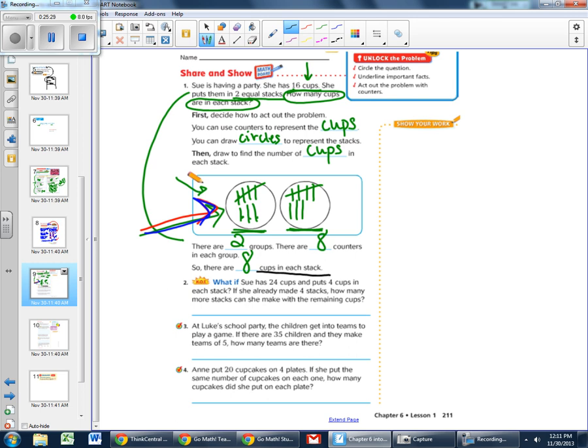What if Sue has 24 cups and puts 4 cups in each stack? If she already made 4 stacks, how many more stacks does she need with the remaining cups? Okay, so she already made 4 stacks, and she's counting to 24. So she made 4 stacks, and she's put 4 cups in each stack. So in each one of these 4, I need to count out 4.